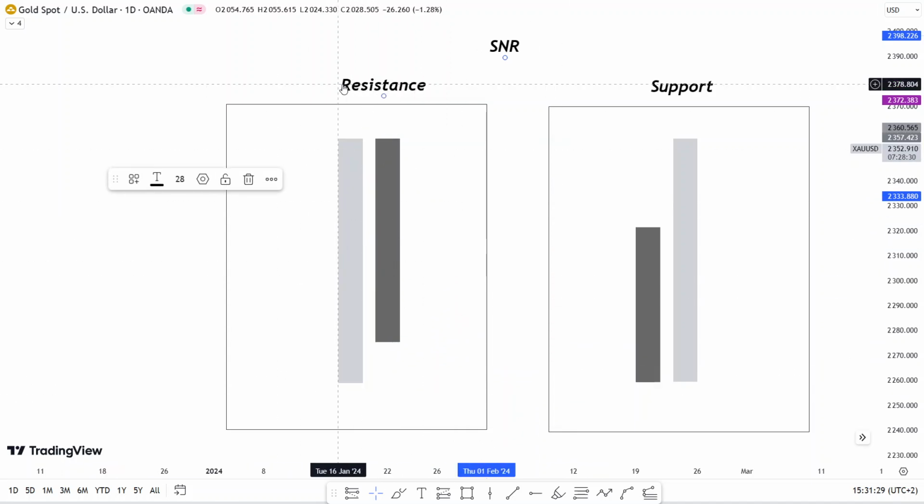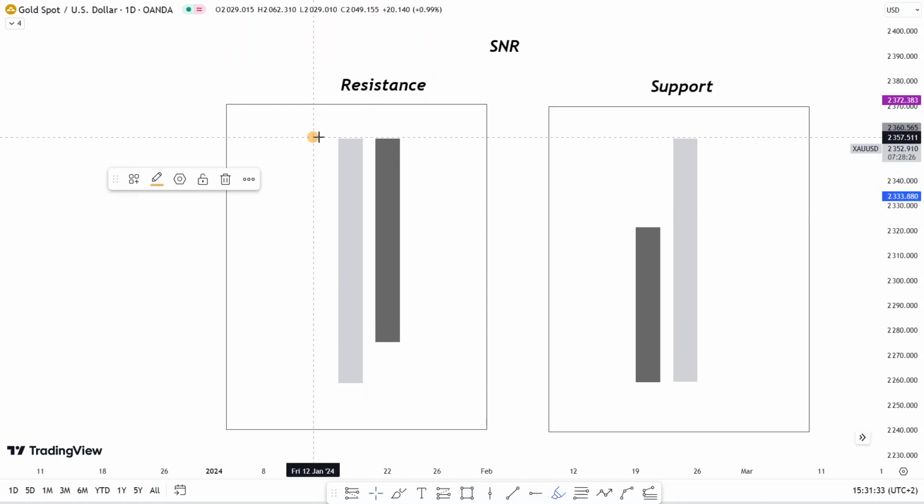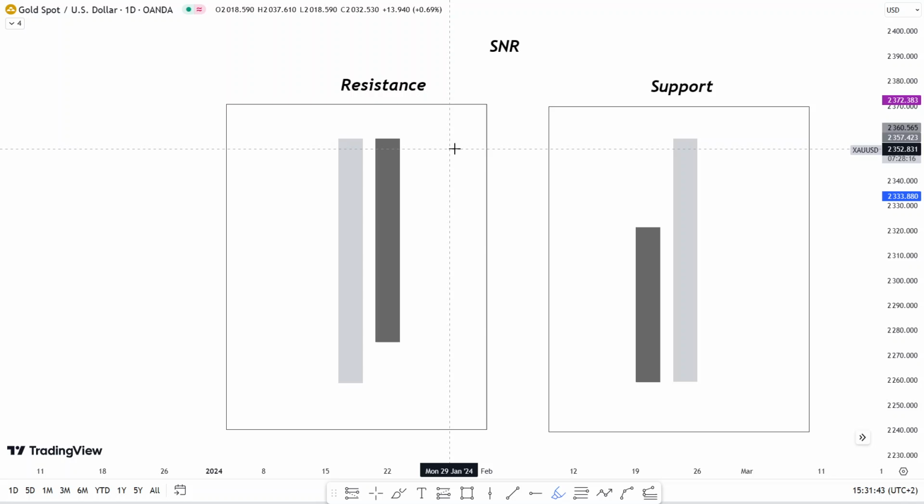So for us to create an area of resistance, an area of resistance is basically just a barrier. Some may call them the roof or the ceiling, whatever they want to call them. But it's just a barrier, an area whereby price is not willing to break above. So how is this area formed? Usually we see it being formed by an up candle and then a down candle.